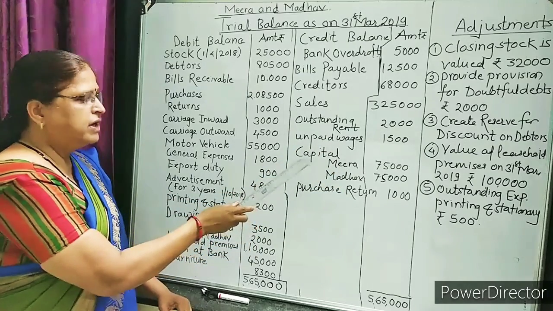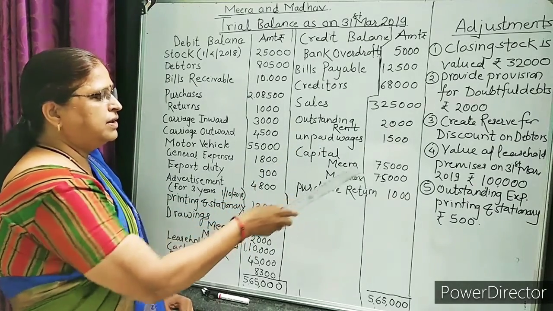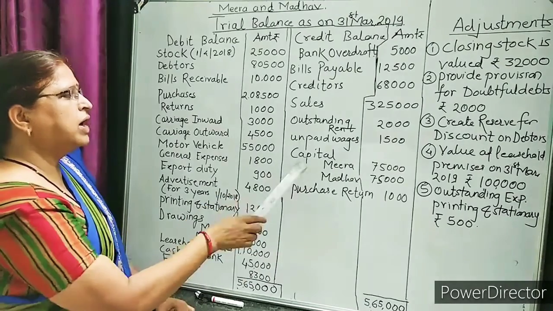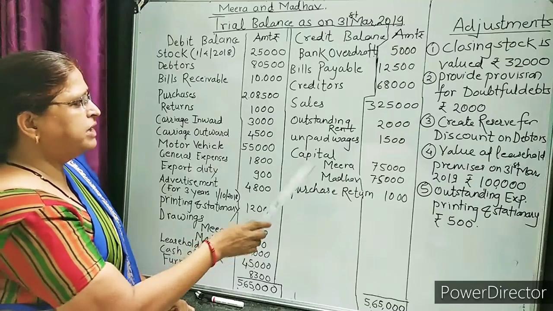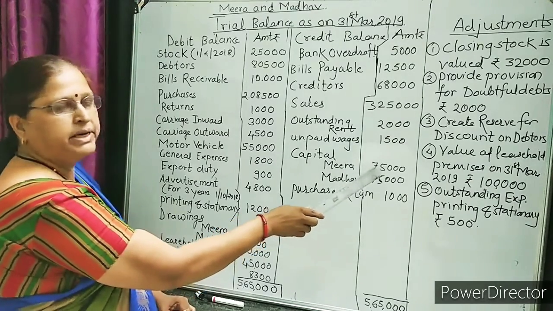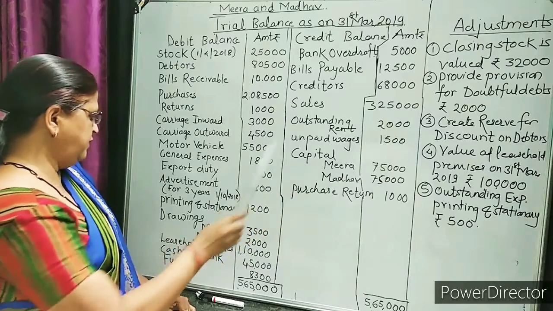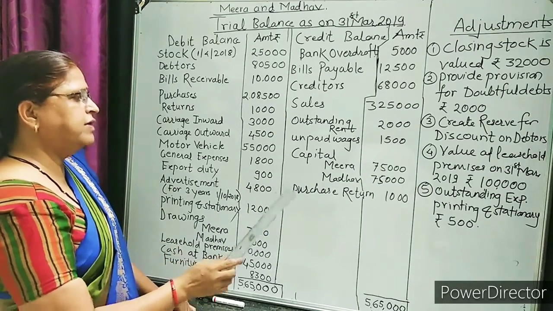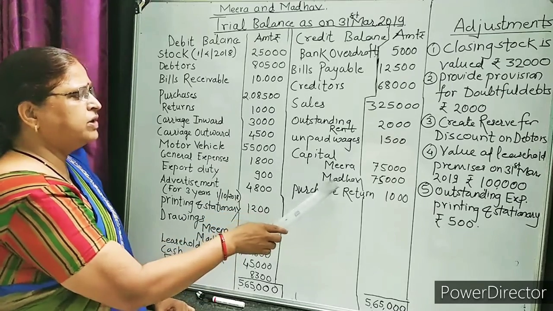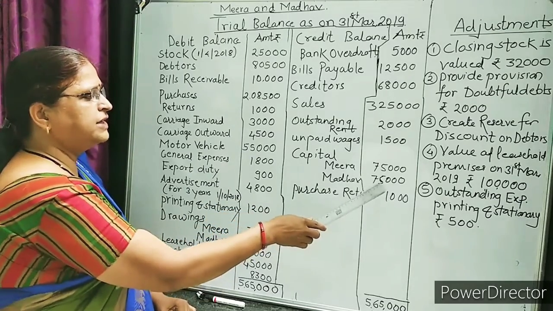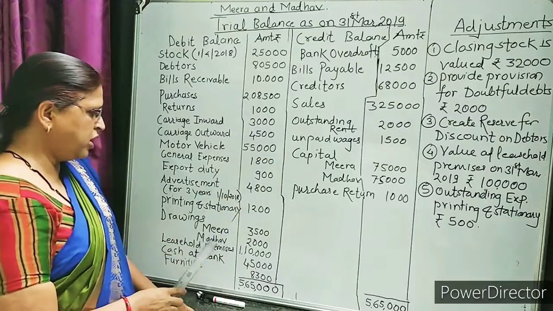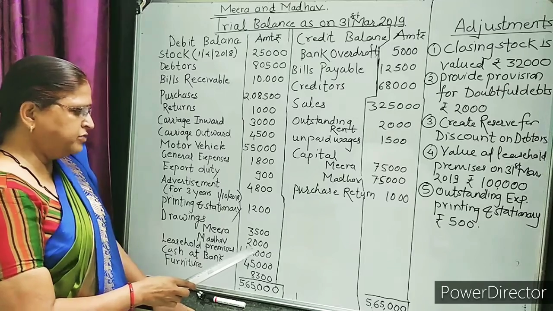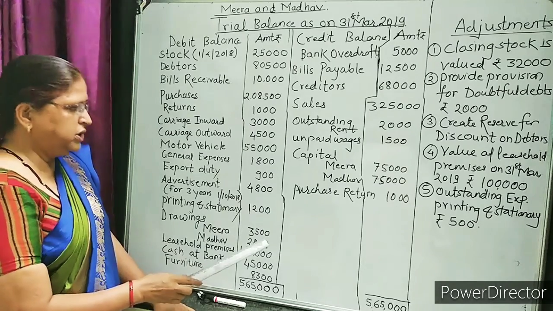Now capital is given. Meera's capital is 75,000 and Madhav's capital is 75,000. This capital you can write in the balance sheet liability side, capital. Meera's capital 75,000. From 75,000 Meera's drawing we have to deduct, this 3,500. Again, we have to take the capital of Madhav, 75,000, and Madhav's drawing is rupees 2,000. From 75,000, we have to deduct this Madhav's drawing which is rupees 2,000.